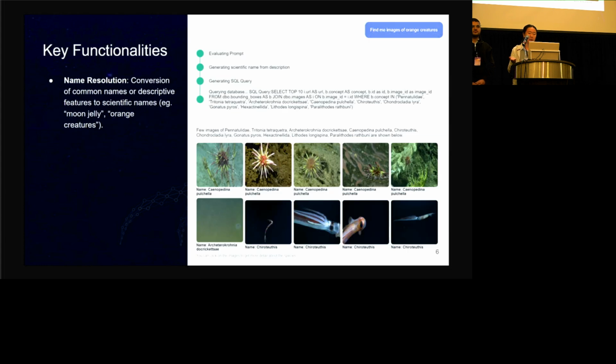And if they don't know the scientific name, we have a functionality called name resolution, which allows the user to find data by the common name or even by a descriptive feature. For example, they can just ask for orange creatures, and name resolution will get a list of all the scientific names and find the images from the database.